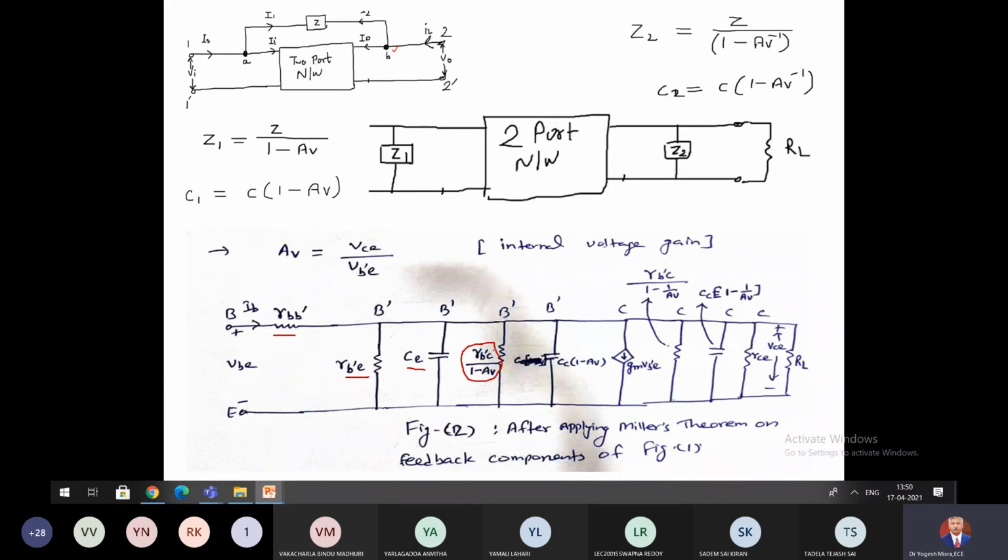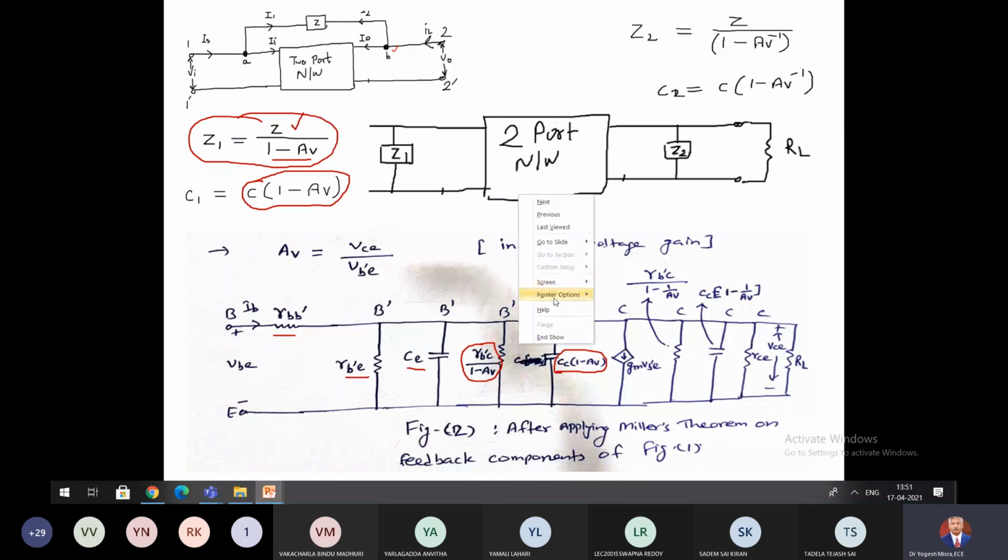Now what is its value? RB dash C divided by 1 minus AB. See here, AB is the voltage gain. And we have one capacitance also as a feedback capacitance. So its value will be the value of the capacitance multiplied by 1 minus AB. So see here, I have connected one capacitance also. That is your CC, feedback capacitance, multiplied by 1 minus AB. Only these two additions are there in this input side.